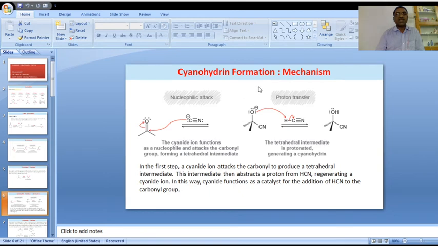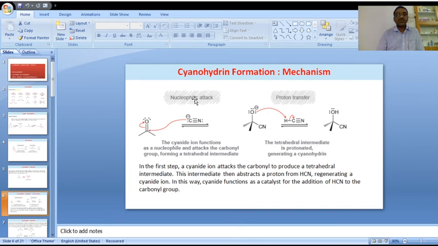HCN, hydrogen cyanide, ionizes as H plus and CN minus. That particular cyanide ion functions as a nucleophile. That nucleophile attacks the carbonyl carbon, the carbonyl functional group. Immediately the pi bond breaks, and the oxygen atom becomes negative.